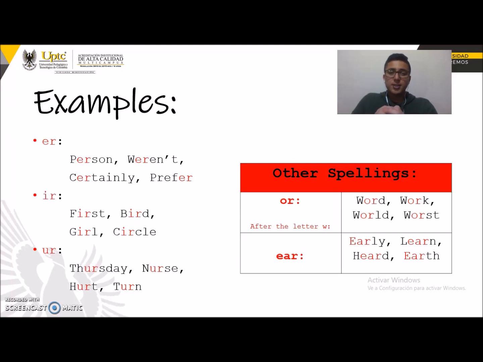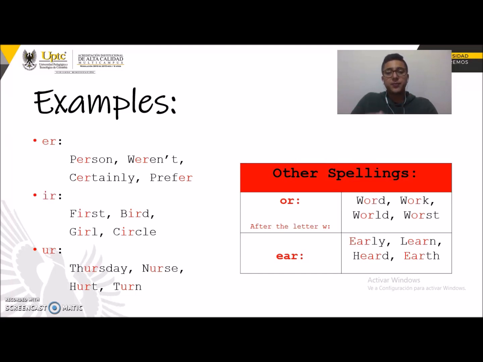And last but not least, we have U plus R, like in the words Thursday, nurse, hurt, and turn. If you pay attention to what I just said, we never mentioned a vowel, but it's just the combination between the vowel and the consonant, which is the R in this case. So it's not "per-son", but "person".